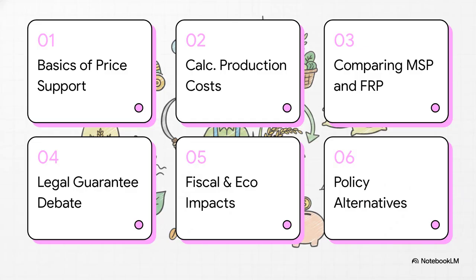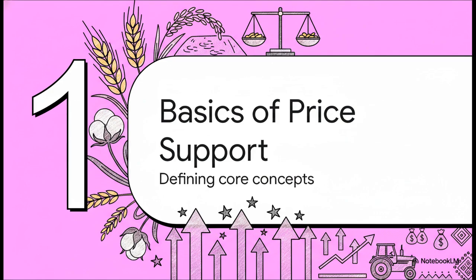Here's our roadmap for today's explainer. We're going to cover the basics of price support, calculate production costs, compare MSP and FRP, unpack the legal guarantee debate, look at the fiscal and environmental impacts, and finally, explore some policy alternatives and solutions. All right, Section 1, Basics of Price Support.